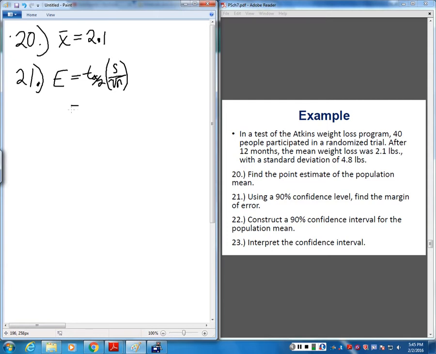Alright, so I'll substitute in what I have and then solve for what I don't have. The first thing that I have is S. That's in the problem. So the sample standard deviation is 4.8. And I have the sample size. N is the number of people participating. That would be 40. So square root of 40.